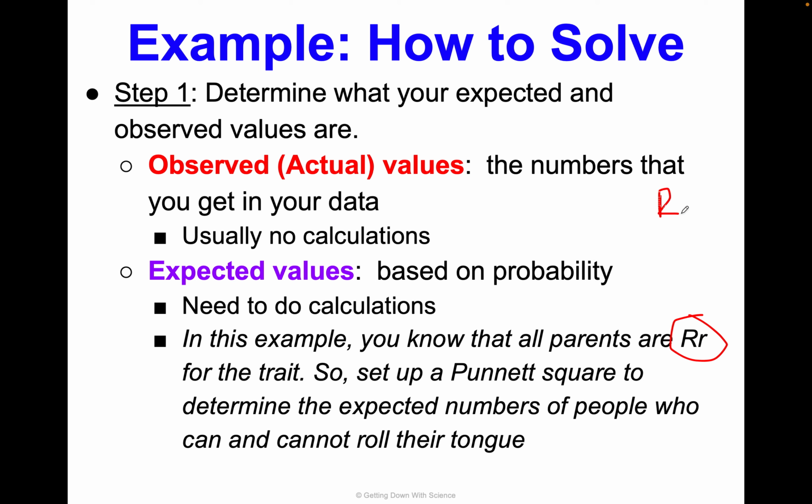So at this point, you'll be doing R, R, we'll do a test cross, and then capital R, lowercase r, where we see that, here we go, phenotypically, we are going to have 3 individuals that display the dominant trait and 1 that displays the recessive trait. So that's your 3-to-1 ratio.